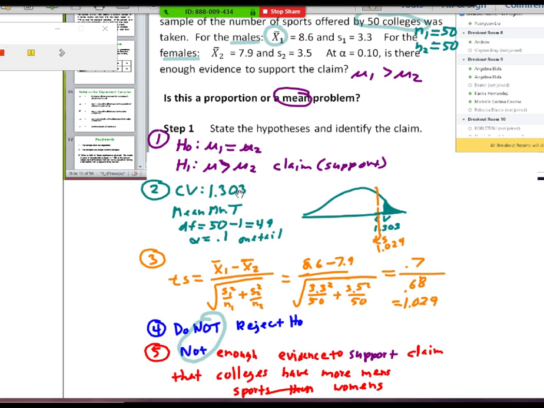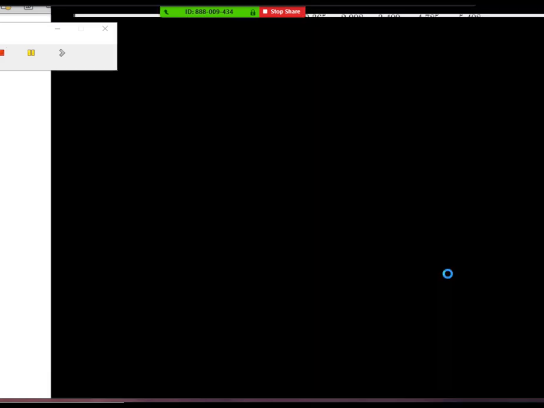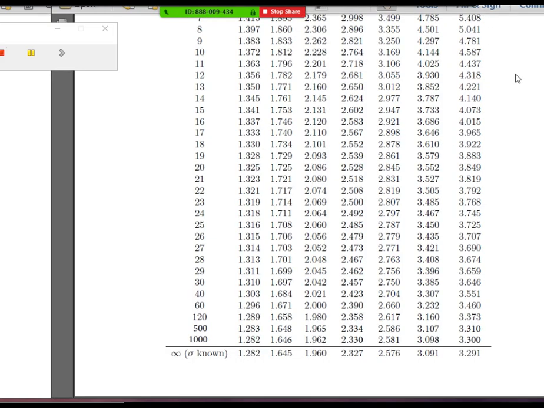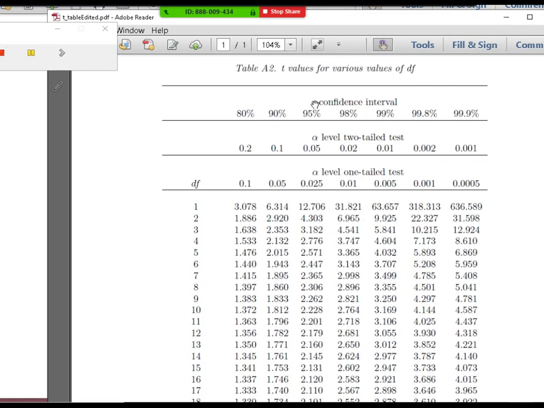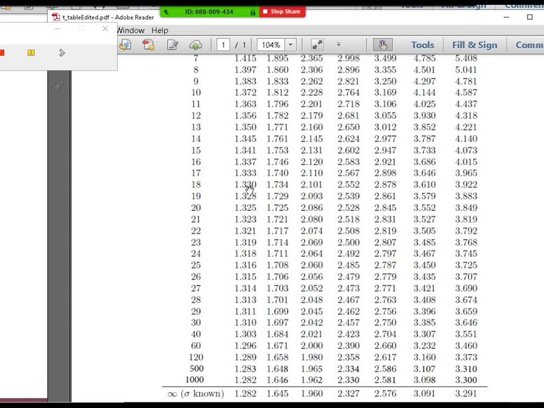Step 2, critical value. So this is a mean, so we use the T. We need to know the degrees of freedom. 50 minus 1 is 49. It's greater than, so it's right-tailed, which means it's one-tailed. So I'm going to pull out the handy-dandy T-table. And what was my alpha? Alpha was 0.1. One-tailed, very first column, and 49.